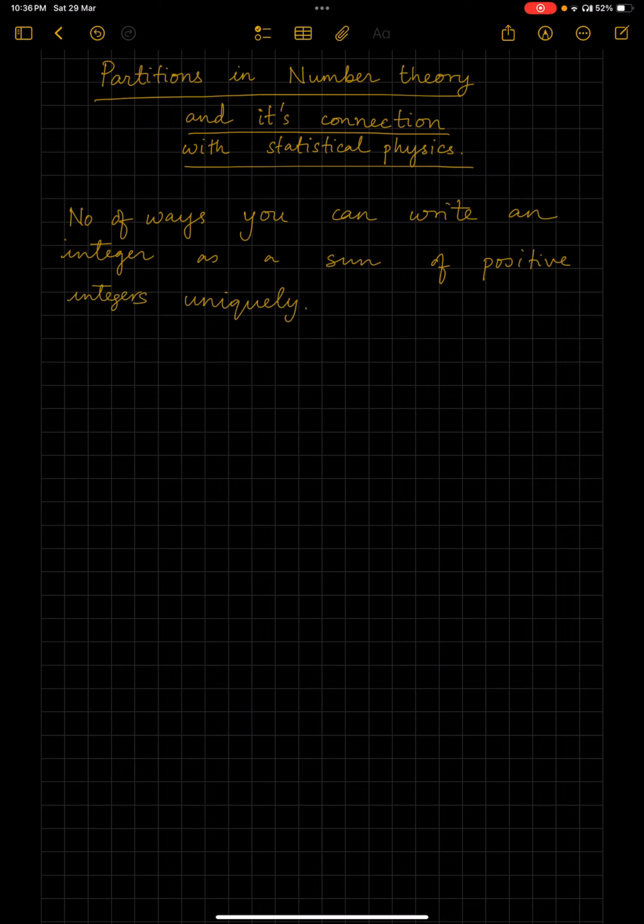So the partition of 1 is actually 1, because 1 can be written only one time in one unique way. Okay, so that's why P of 1, partition of 1, will give me 1. What is the partition of 2? So 2 can be written in two different ways uniquely. One is 1 plus 1, another one is 2. So partition of 2 will give me 2.